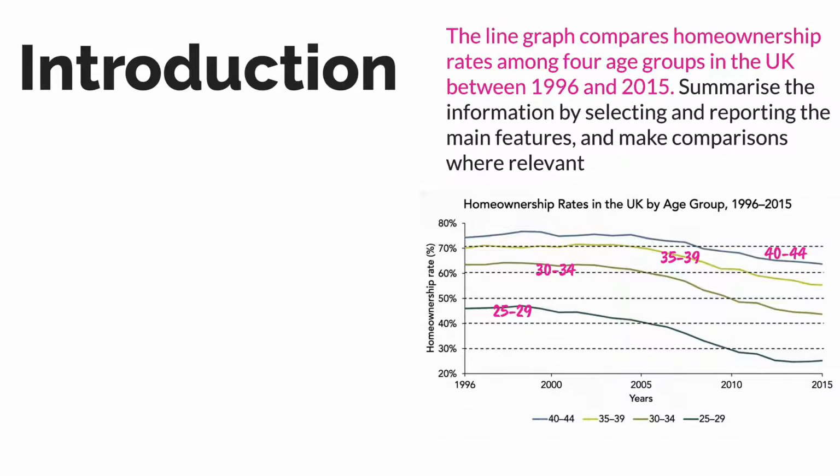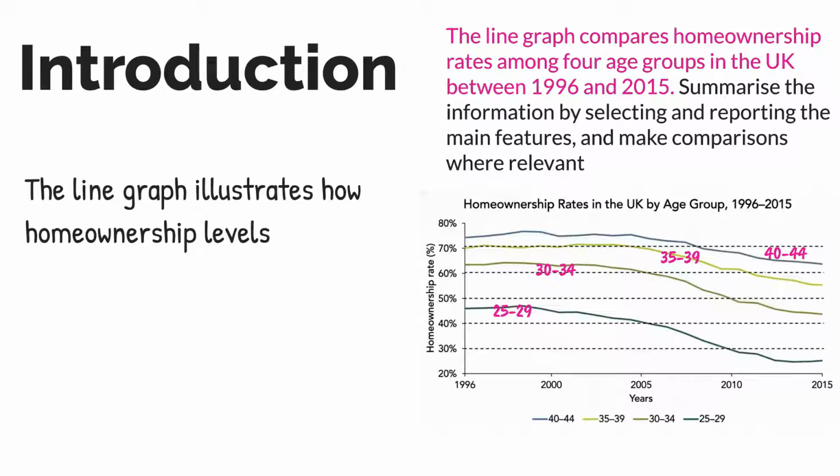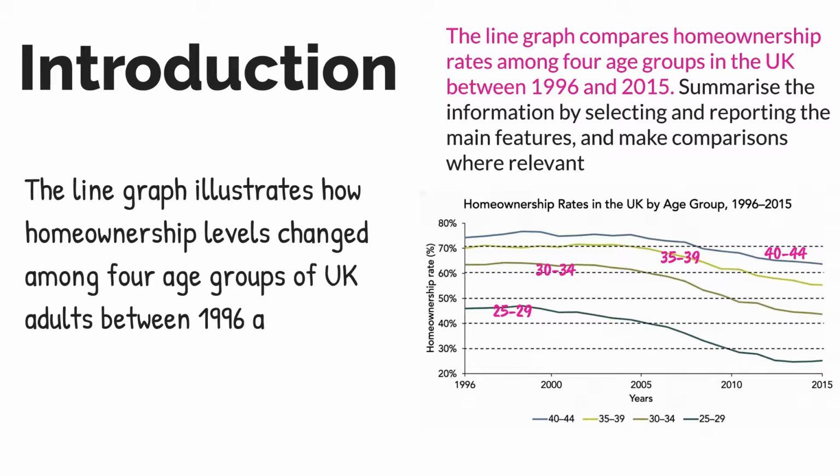The task says, the line graph compares homeownership rates among four age groups in the UK between 1996 and 2015. A clear and natural paraphrase would be, the line graph illustrates how homeownership levels changed among four age groups of UK adults between 1996 and 2015. That's all you need. Short, accurate, and exactly what the examiner expects.